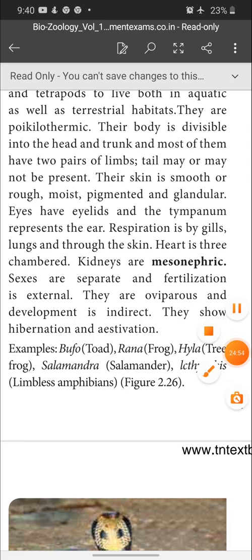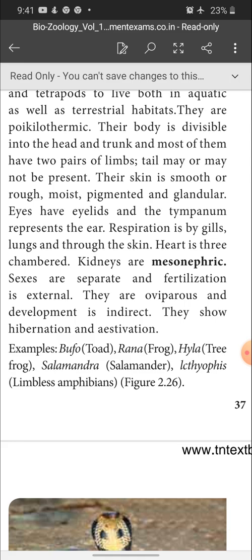What is meant by hibernation and aestivation? Summer sleep is called aestivation. Winter sleep is called hibernation. During extreme summer, the animals cannot tolerate the extreme heat. So they undergo rest and lack metabolic activity. During the summer it is called aestivation. During extreme winter, it is called winter sleep.